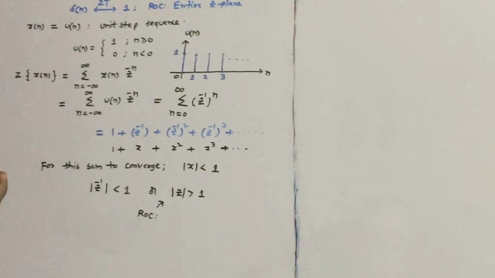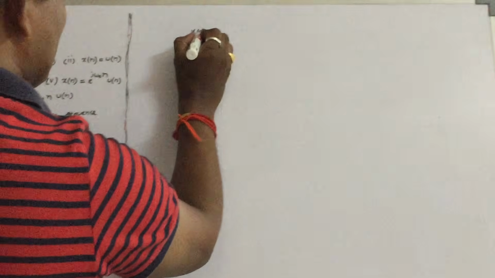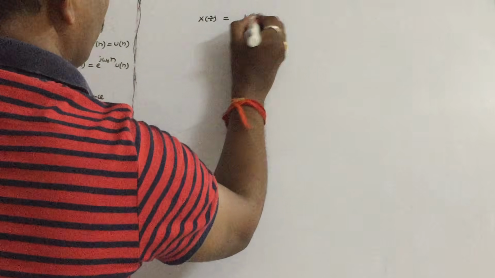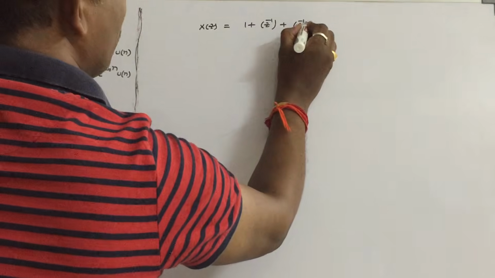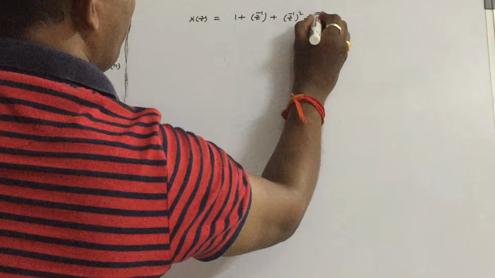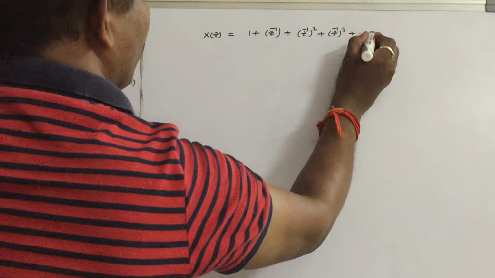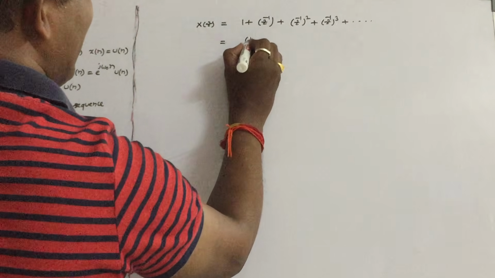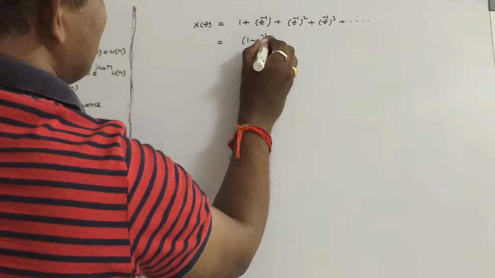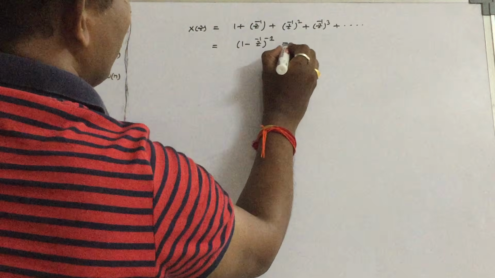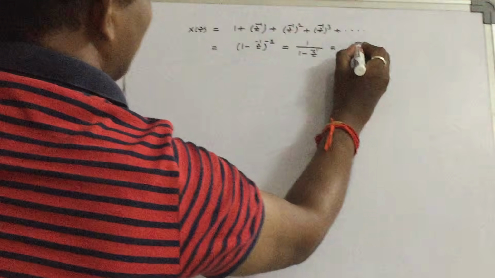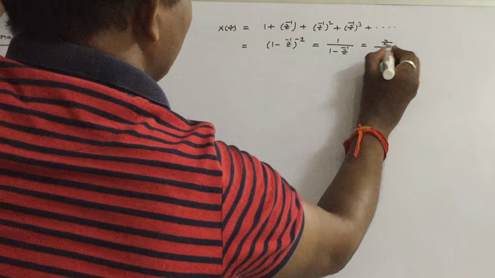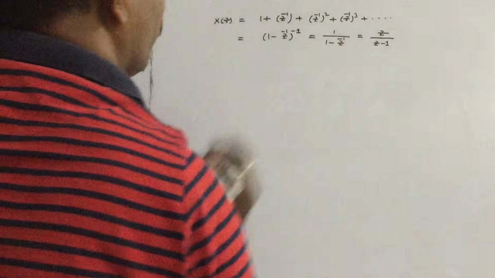So therefore the Z transform of x of n, which is written as X of z, is equal to 1 plus z power minus 1 plus z power minus 1 whole square plus z power minus 1 whole cube plus so on. So it is the binomial expansion of 1 minus x whole power minus 1, which is given by 1 by 1 minus z inverse. If you take z to the numerator, it will become z by z minus 1.